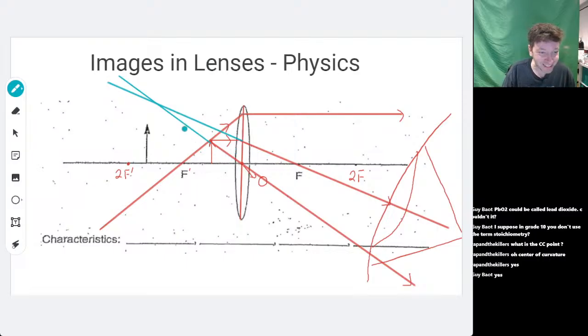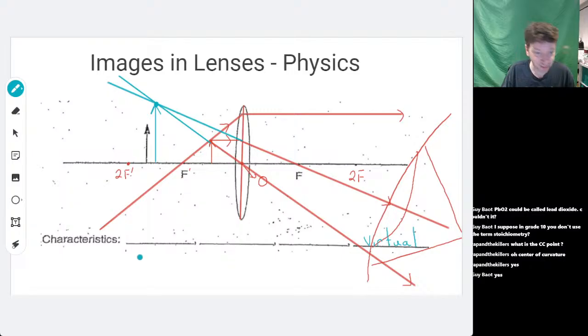So if you translate them backwards, your brain actually forces them to meet. And so your brain then creates an image right there. Okay, now those light rays don't actually go there. Your brain's just assuming they go there. So that's the one we call a virtual image.